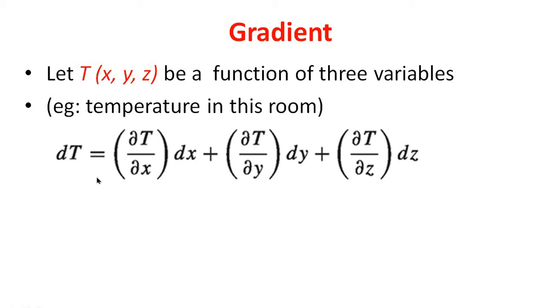The dT is called the ordinary derivative. ∂ is called partial derivative.